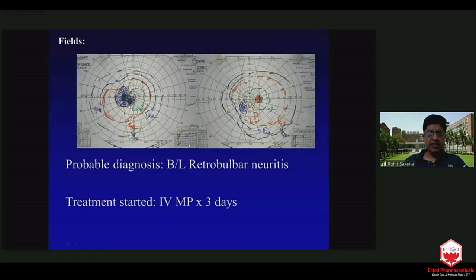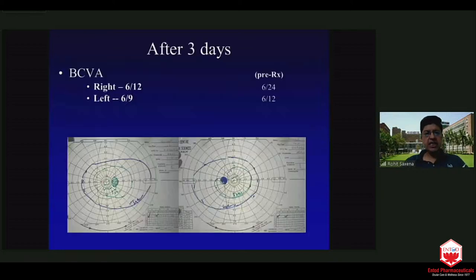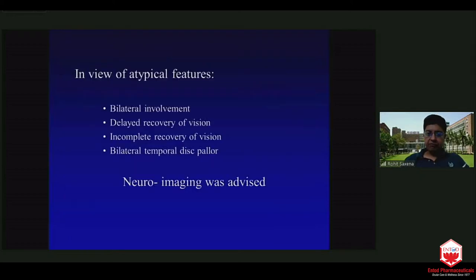Again, the visual fields showed a little odd-looking field defect. Possible diagnosis was bilateral retrobulbar neuritis. IV methylprednisolone was given. He improved. You can see the vision improved in both eyes. The fields almost clear. Now, of course, optic neuritis will be discussed.